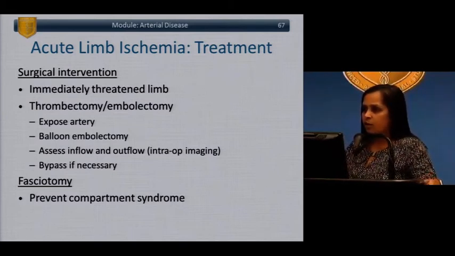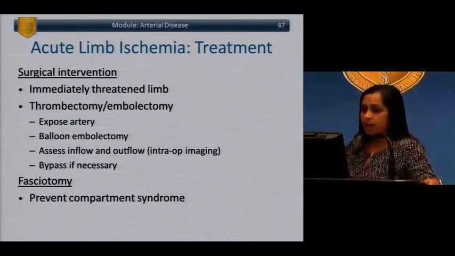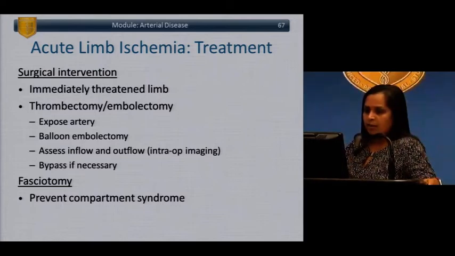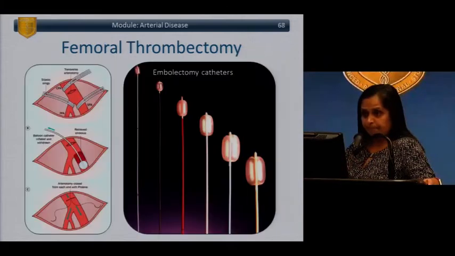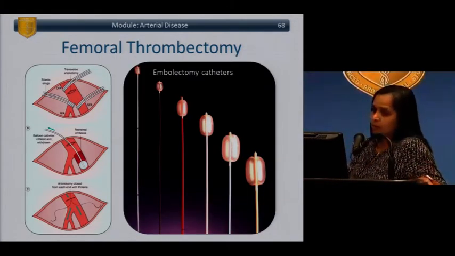The decision of whether you need additional intraoperative imaging is a clinical decision, often based on the pulse exam. If you get a pulse returned in the foot, typically I don't do additional imaging in that setting. And then if you can't get inflow or outflow, you should consider some kind of bypass to restore those. And then the final decision is whether or not you need to do a fasciotomy. So this is just some thrombectomy catheters and a diagram of a femoral thrombectomy where you isolate the vessels.